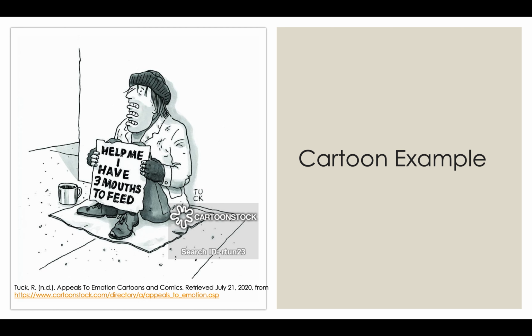On this slide, I put a cartoon example. This is an example of appeal to emotion because he's manipulating the emotion of people walking on the streets. He's doing this by saying he has 3 mouths to feed, making it seem like his family is in need, but in reality, it's just him. That's why they have 3 mouths on him. That's what represents the 3 family. The homeless man is using children to try to guilt people into giving him money.